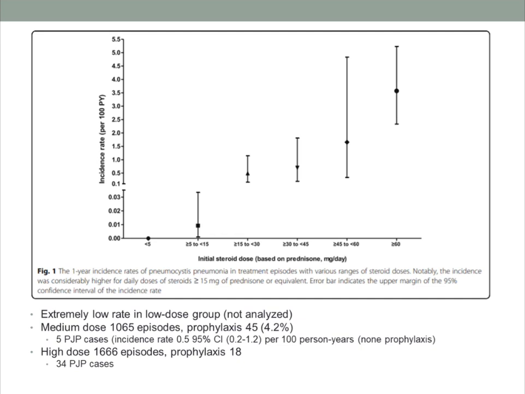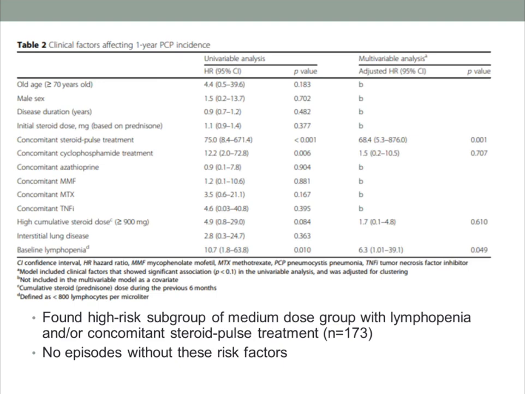In the high dose group, they had prophylaxis for 18 patients and 34 cases of pneumocystis. So more cases, not surprising. It's a higher dose of steroid, and you can kind of see the dose curve. Your risk goes up substantially. So they essentially took the direction of, let's focus on this medium dose group, the 15 to 30 milligrams, and see if there are certain risk factors that are higher risk within that subgroup.